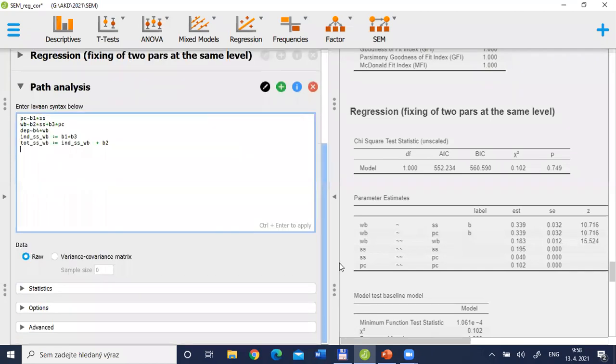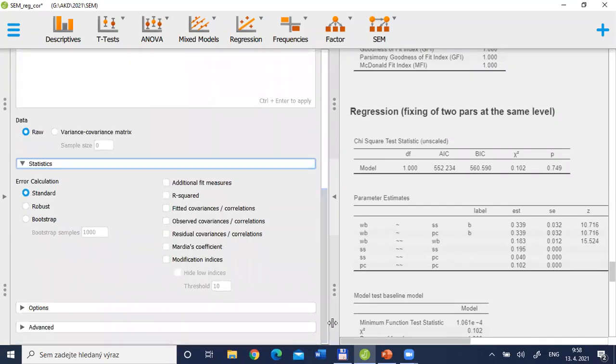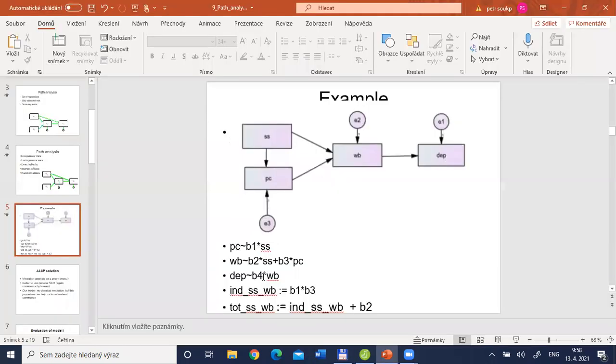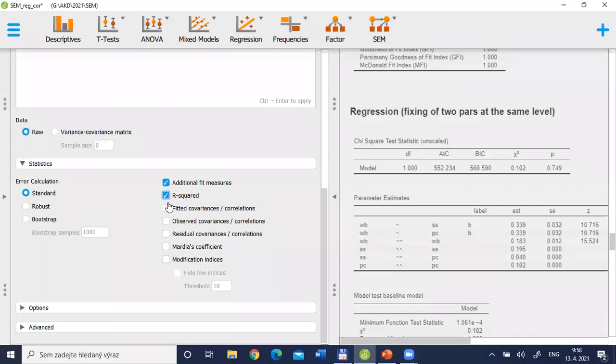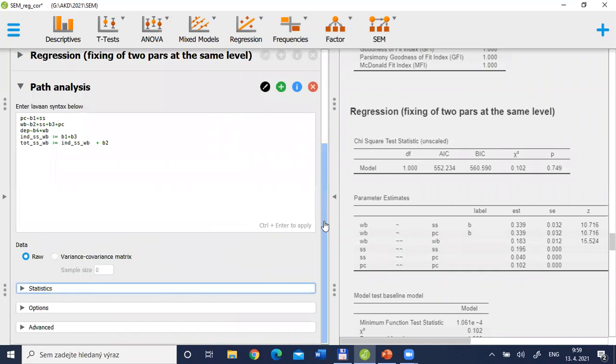And I would only maybe ask for some more results. So I would ask for statistics, and at least you can ask for additional fit measures. And maybe we can also ask for R-squared. If you would see your results in a few minutes, you might be surprised that there wouldn't be one R-squared, but there would be more R-squared, as once again, here we have one regression, second regression, and the third regression, and for all of these, we would have individual R-squares. So that's only to understand these R-squared statistics.